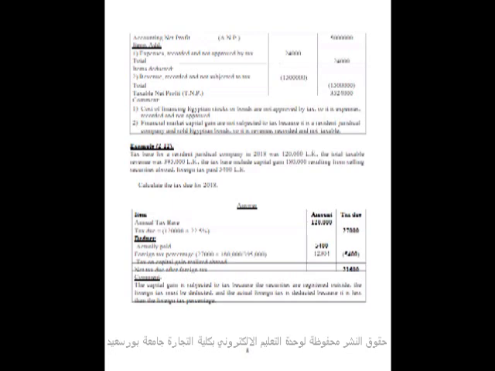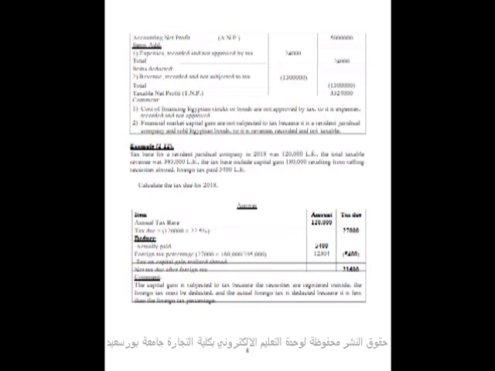The second item to be deducted is the revenue recorded and not subject to the tax. According to the given, the financial market capital gain is not subject to the tax because it is a resident and Egyptian stocks. So it is revenue recorded and not taxable, so the sign is negative.